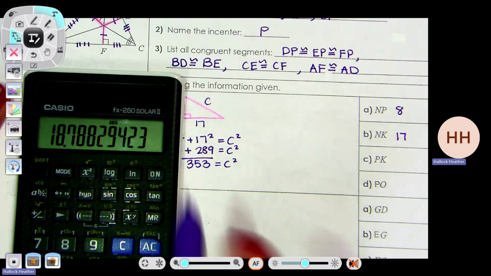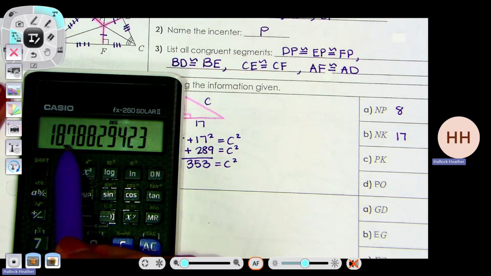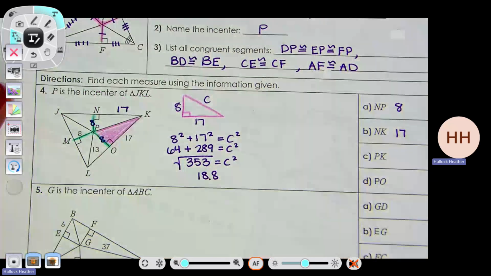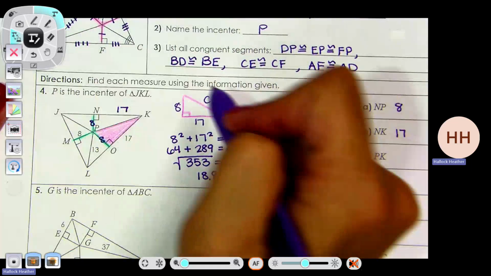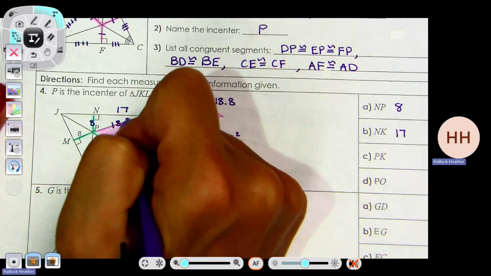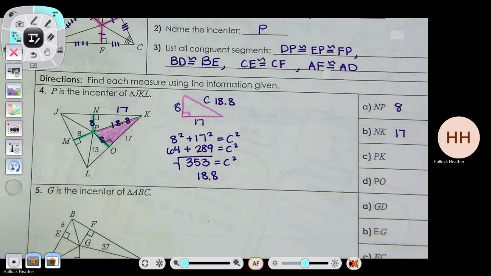18.78. So that 7 is going to go up to an 8. So 18.8. When you find a piece of information, the whole point is for you to see if you could put it anywhere else in your picture because it's a puzzle. So I'm going to put 18.8. That's the hypotenuse. I'm going to put it actually in the real picture. And that 18.8 we moved around anywhere.